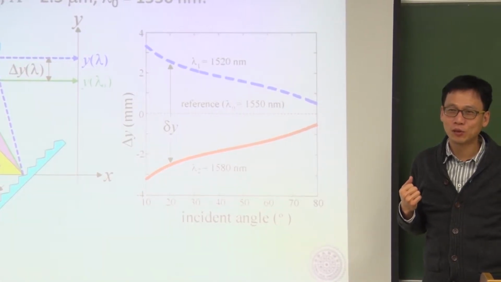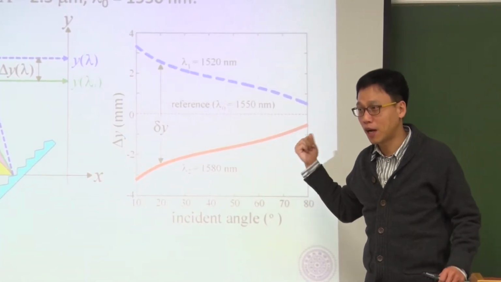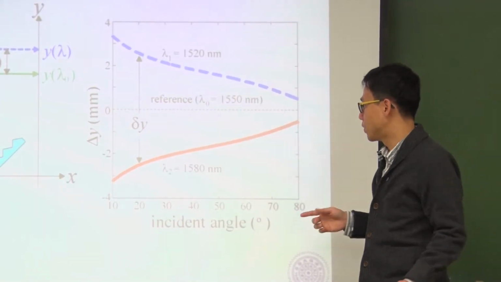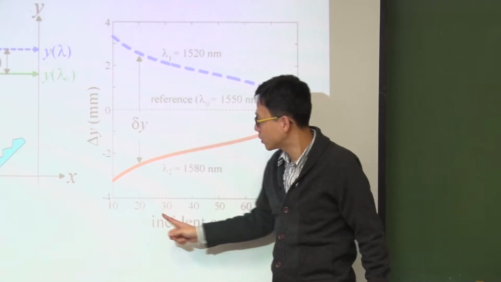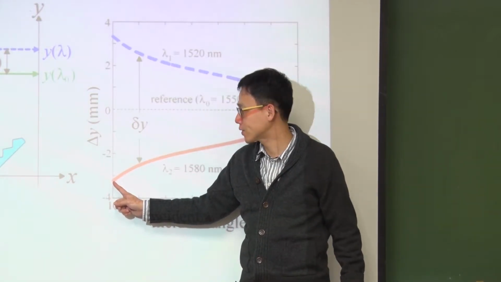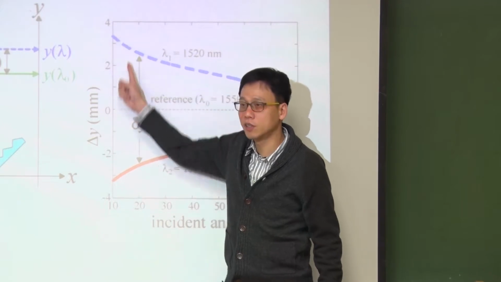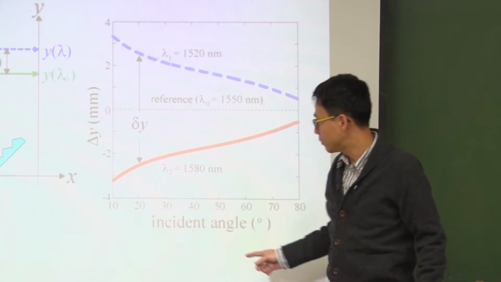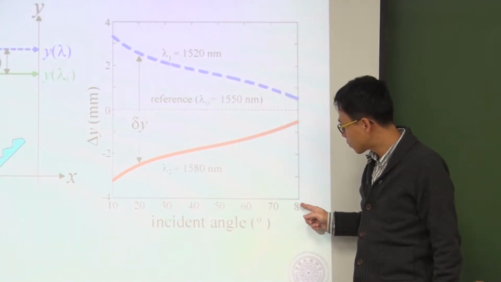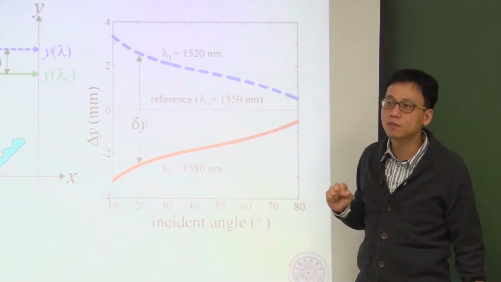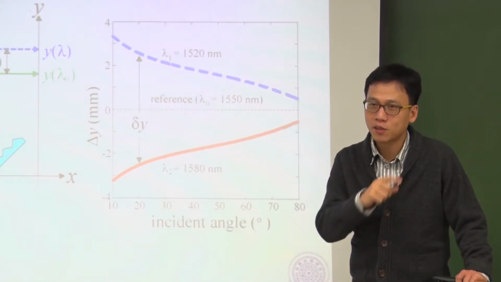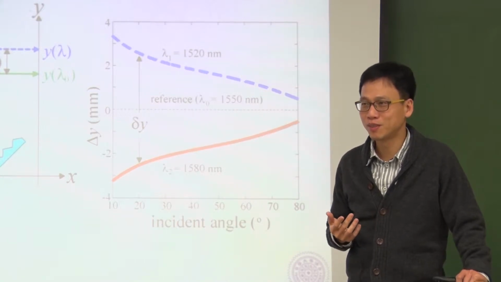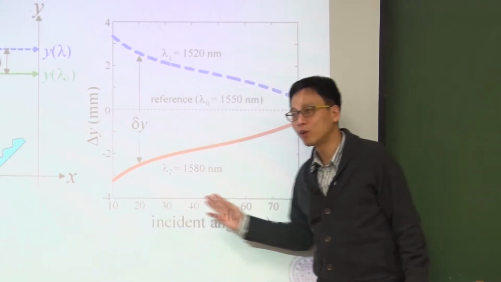Okay. What information can you have by observing this figure? For example, if your incidence angle is 10 degrees, reddest is here, bluest is here. They are separated apart, right? But if your incidence angle increases to 80 degrees, the separation is much smaller. So which case has a more serious spatial chirp? Small angle or large angle?